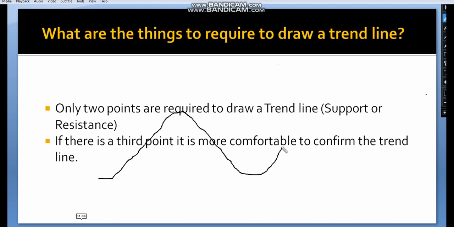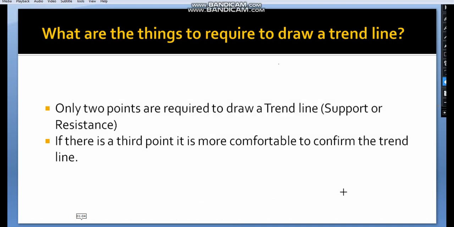Here you see this is called resistance. As we have seen in our earlier video, this is called a resistance. To draw a trend line, we need to connect these two resistance. This is called trend line. Likewise, here there are two supports. To draw a trend line, we need 2 points in the support. Here you see, this is called trend line. So only 2 points are required to draw a trend line. It may be in support or resistance.